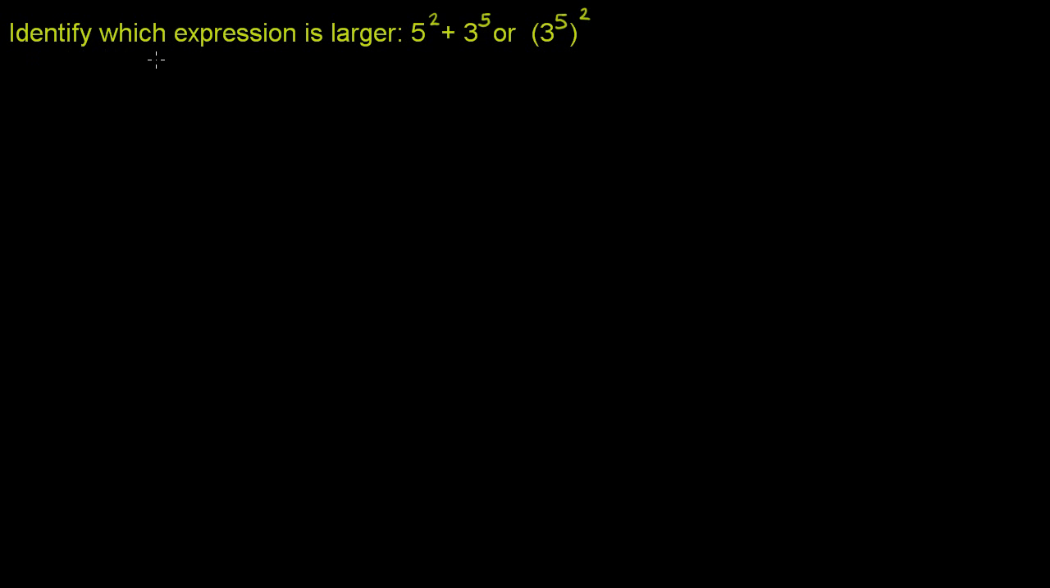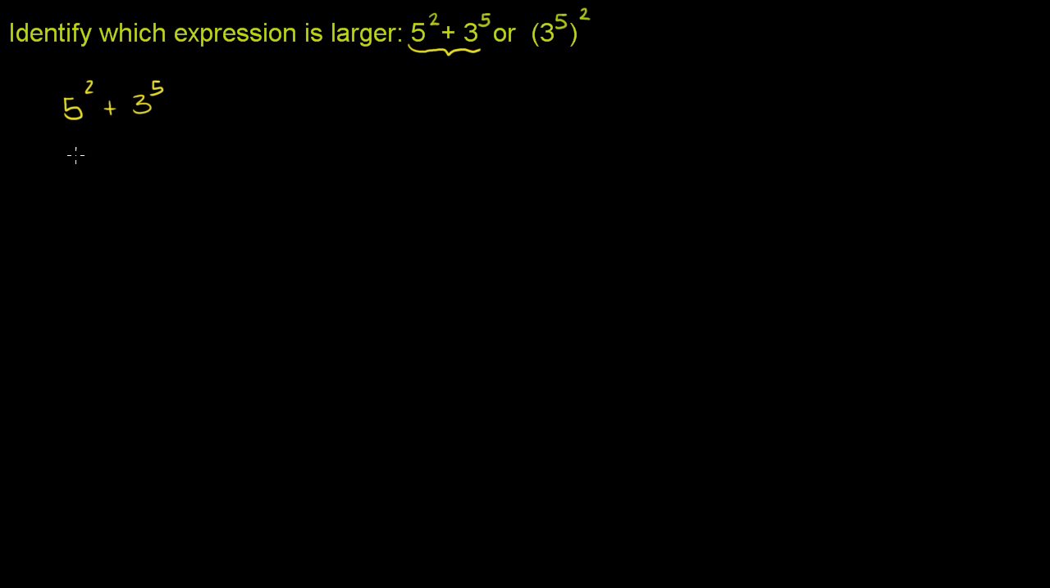We're asked to identify which expression is larger, 5 squared plus 3 to the fifth, or 3 to the fifth, and then that whole thing squared. So let's just work this out. Let's do the first one here: 5 squared plus 3 to the fifth.